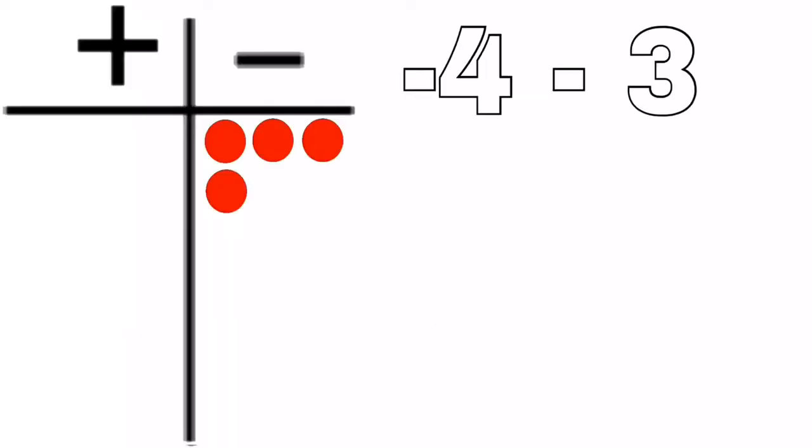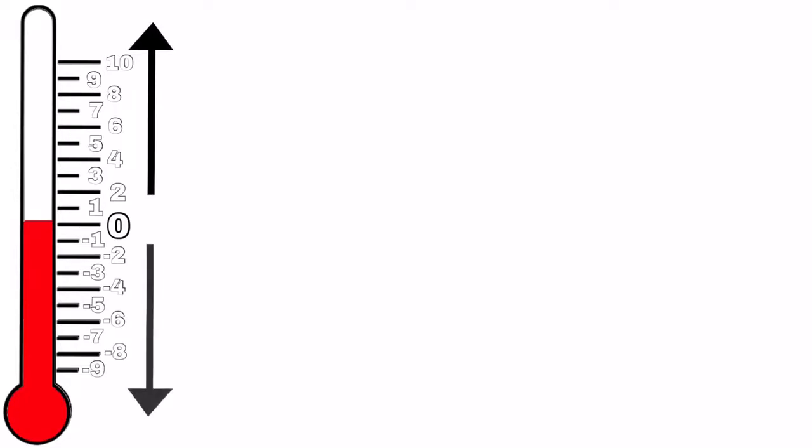So we've tried looking at -4 take away 3 with a number line and also with positive and negative chips. Let's try it one more way using a thermometer. As we all know, thermometers are used to measure temperature. I'm going to show 0 on my thermometer, and anything above 0 is a positive integer, and anything below 0 is a negative integer. Let's try the same problem we've been looking at.